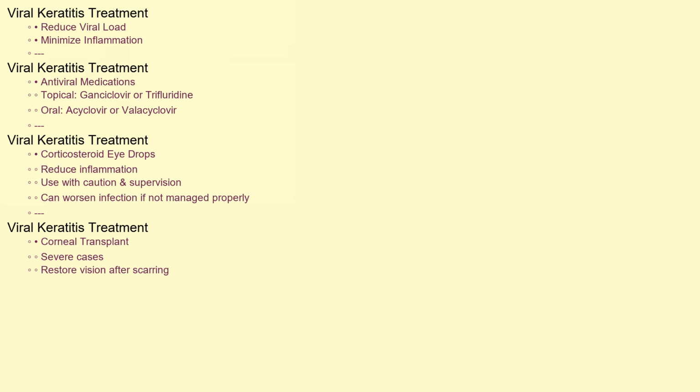Treatment for viral keratitis focuses on reducing the viral load and minimizing inflammation. Antiviral medications, such as topical eye drops like ganciclovir or trifluridine, and oral antivirals like aciclovir or valacyclovir, are commonly prescribed. Corticosteroid eye drops might be used to reduce inflammation, but they must be used with caution and under close supervision, as they can potentially worsen the infection if not managed properly. In severe cases, corneal transplant surgery might be necessary to restore vision if significant scarring has occurred.